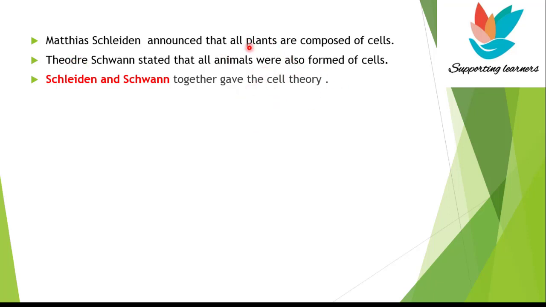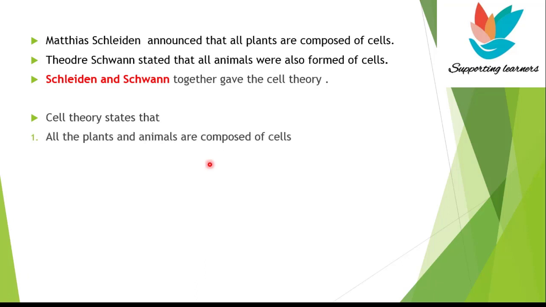Matthias Schleiden, since he was studying the plants, could observe the cell wall, because plants have a cell wall. And Theodor Schwann, because he was studying animal cells, could not observe the cell wall. So this was the difference that they observed. After that, when they came together, they gave their cell theory, and the cell theory states that first, all the plants and animals are composed of cells, and second, that cell is the basic unit of life.